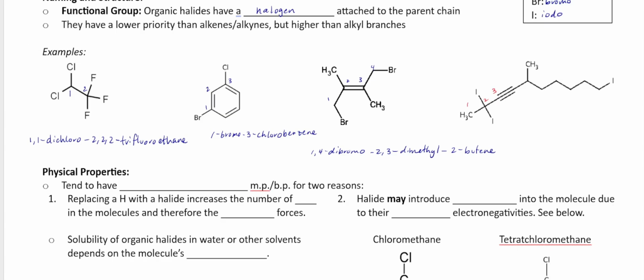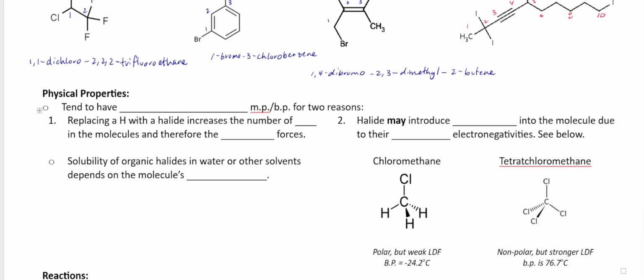Okay, so if I continue to number it, I've got 4, 5, 6, 7, 8, 9, and 10. And so now I will simply name it 2, 2, 10 triiodo, 5 methyl, 3 decyne, YNE for the triple bond.